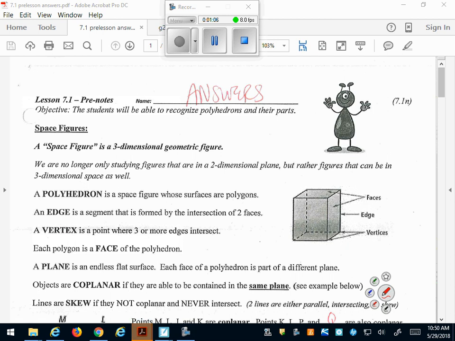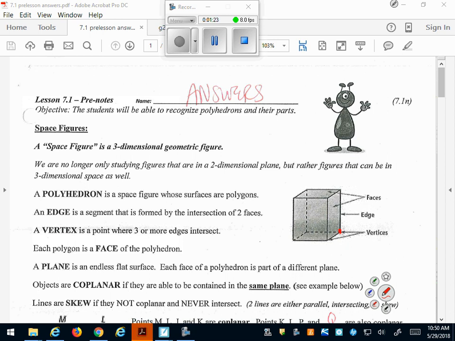Faces are the flat surfaces. That's a face. These are faces. Everything, all of the sides are considered faces. Vertices are where three sides come together, so it's going to be a point.